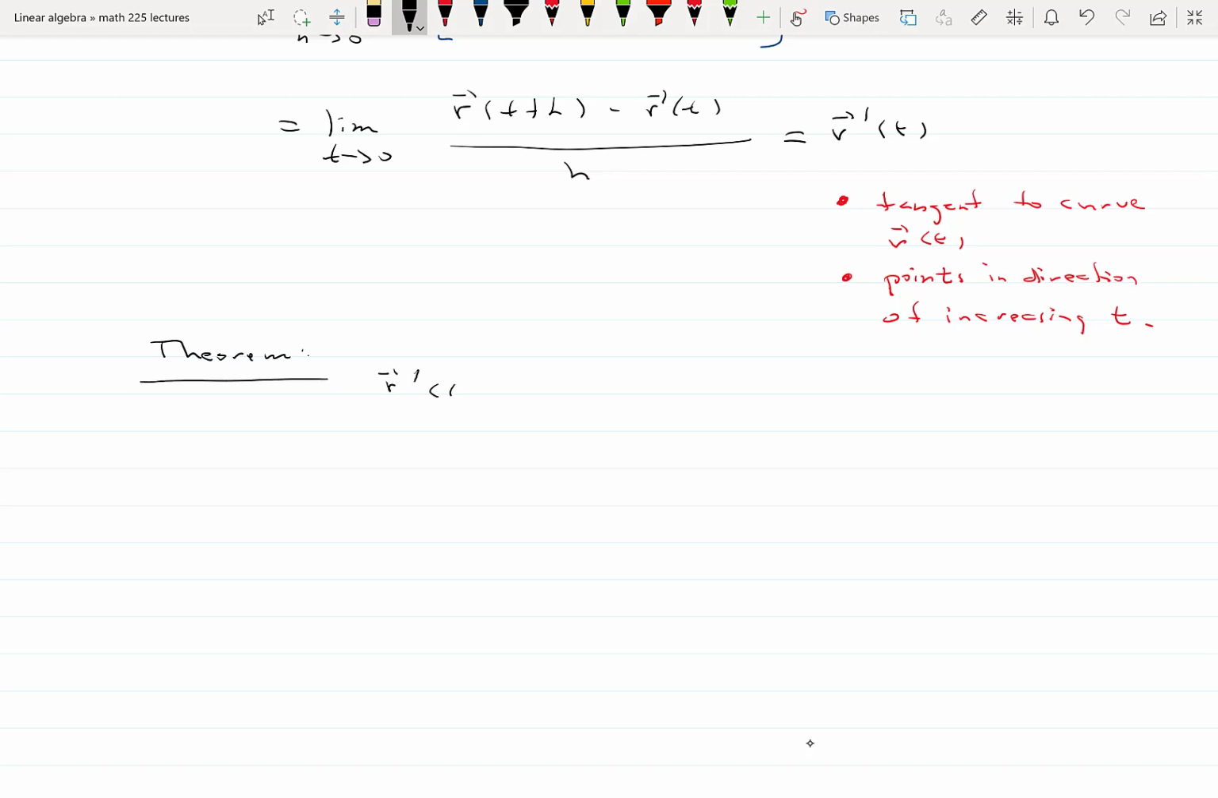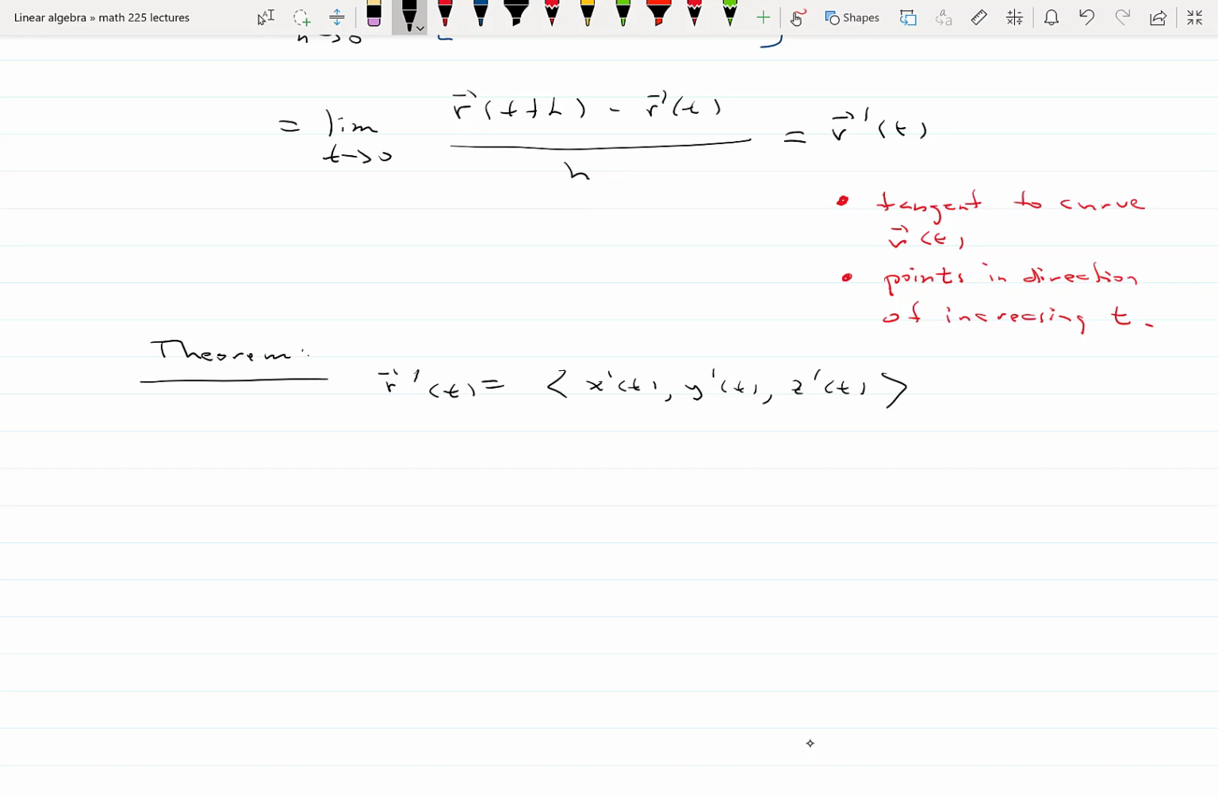R prime of t is the vector whose components are x prime of t, y prime of t, z prime of t. So there's the formula that we actually use most of the time for finding r prime. If you want the derivative r prime of a vector valued function of a space curve, just simply form a new vector with the derivatives of the components, the component functions.